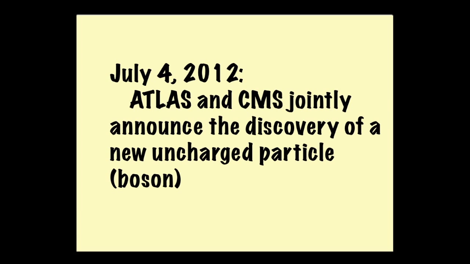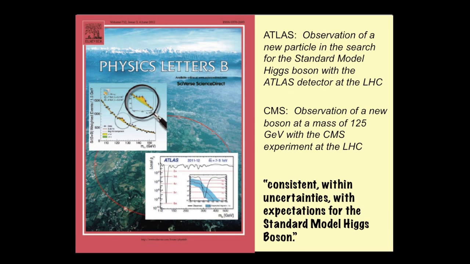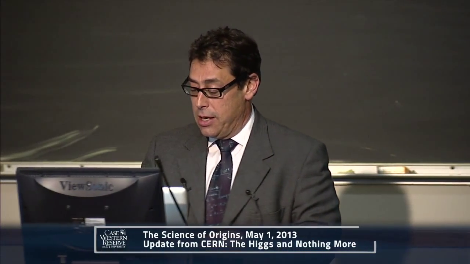And you notice it doesn't say you discovered the Higgs particle. So they announced the observation of a new particle in the search for the standard model Higgs boson. And CMS announced the observation of a new boson at a mass of 125 GeV. And they said that's consistent within uncertainties with the expectations of the standard model for the Higgs boson, which is science speak for saying, we all think this is the Higgs boson, but we can't tell you that because we have to go measure some more things about it to be confident that this is really the Higgs boson.